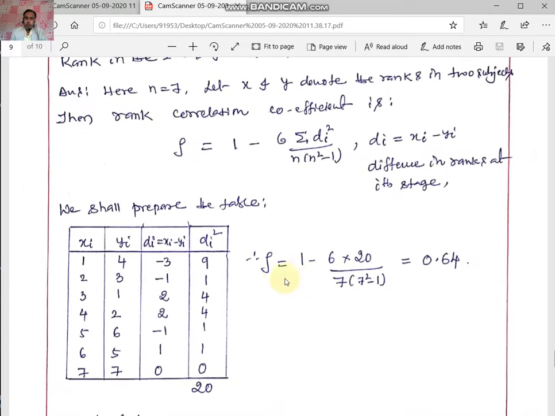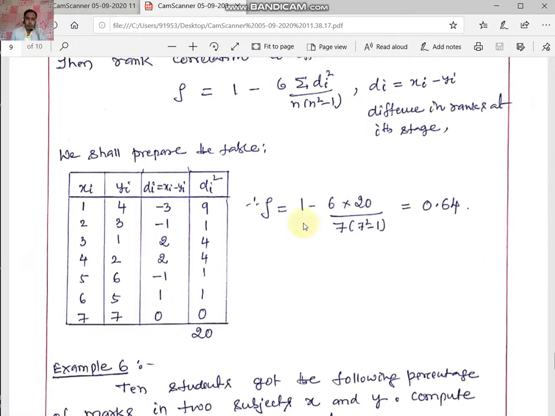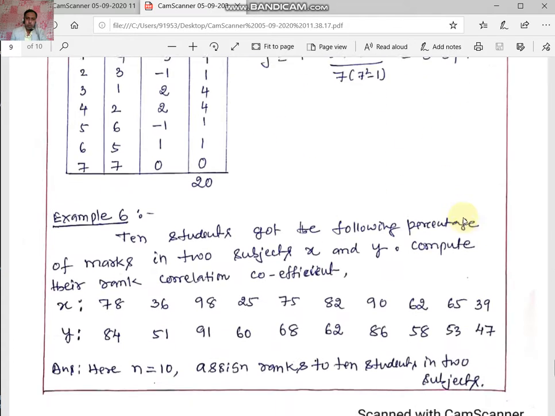Now we shall prepare a table: x values called ranks, y values also ranks, their difference and their square. Sum it up, sigma di square becomes 20. Then substitute in the formula, it becomes 0.64. So the rank correlation coefficient is 0.64.